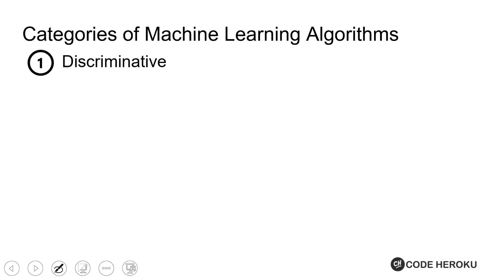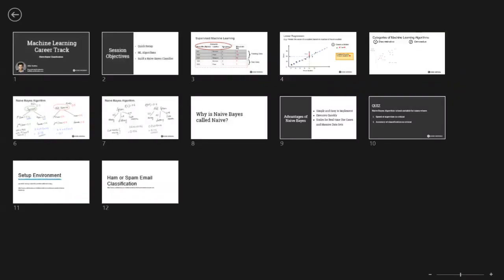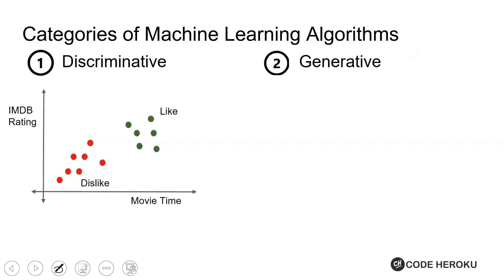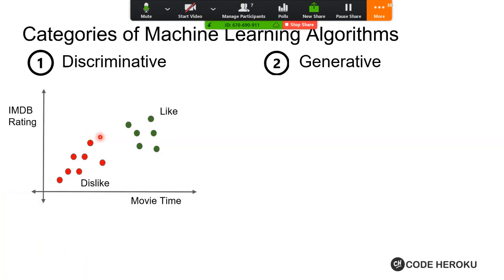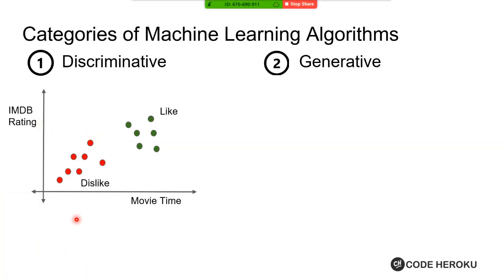The first are the discriminative algorithms, and the other are generative algorithms. Let's see the approach that each of these takes while solving a machine learning problem. A discriminative algorithm, this is the same example that we were looking at yesterday. On the x-axis, I have the movie time. On the y-axis, I have the IMDb rating of the movie. Now I'm trying to figure out whether the user will dislike a movie or like it.